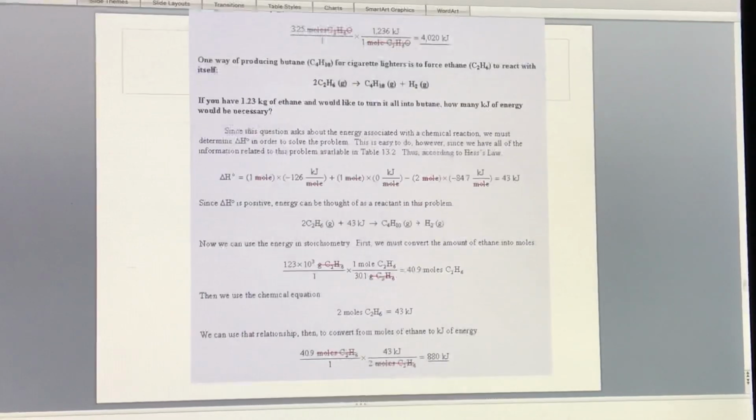All right, let's look at a similar problem. That's the next one in this example. It says one way of producing butane, which is C4H10, for cigarette lighters is to force ethane to react with itself. And so we have this equation here. 2 times C2H6 yields C4H10 plus hydrogen gas.